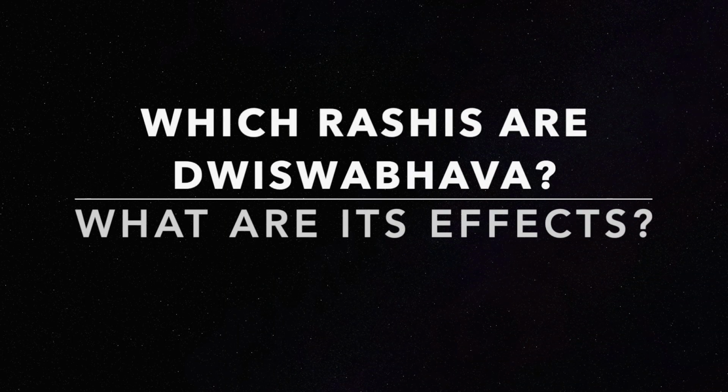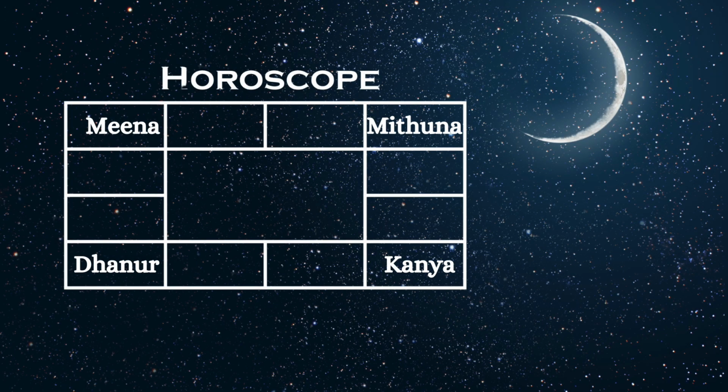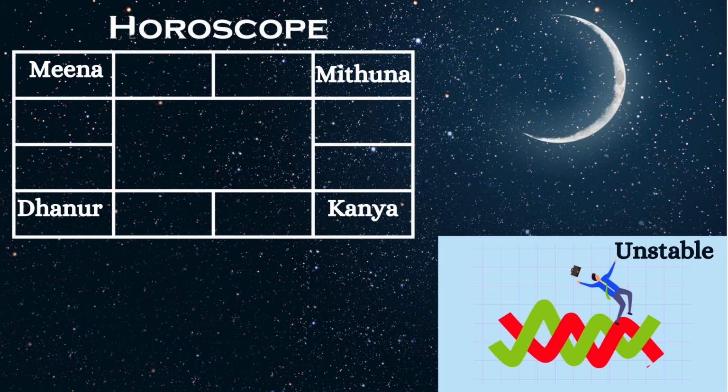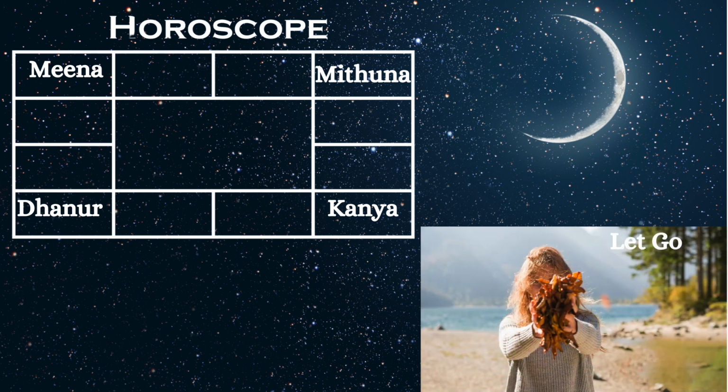Which are Dwiswabhava Rashis and what are its effects? There are 4 Dwiswabhava Rashis in a horoscope: Mithuna, Kanya, Dhanur, and Meena. Why are these Rashis called Dwiswabhava? Mithuna, Kanya, Dhanur, and Meena are the most unstable Rashis and mostly influenced by their environment. These Rashis find it easy to let go, although sometimes too much instability leads to an excessive desire for security.